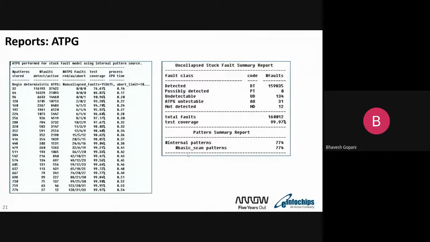Okay, so another parameter here is also fault coverage. But normally a DFT engineer needs to worry about test coverage only.